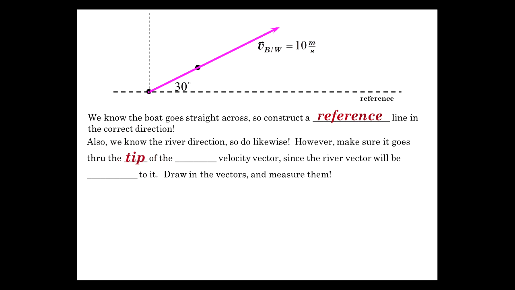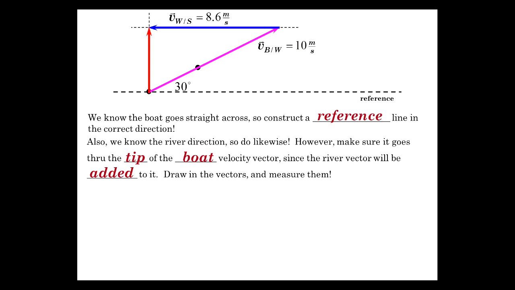So let's go through the tip of the boat velocity vector, since that's the vector that's going to be added to the water velocity vector. So here's the reference line, and we're pretty much done with our construction. Draw on the vector of the water, and if we measure it, we discover it's about 8.6 centimeters, corresponding to 8.6 meters per second.